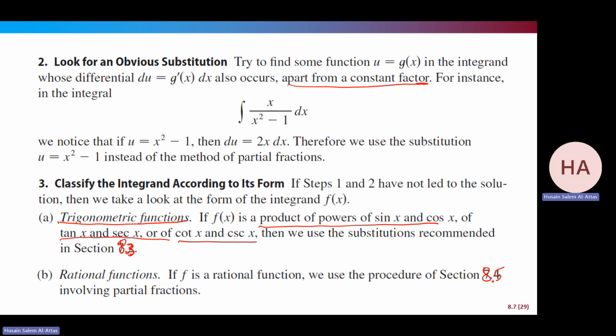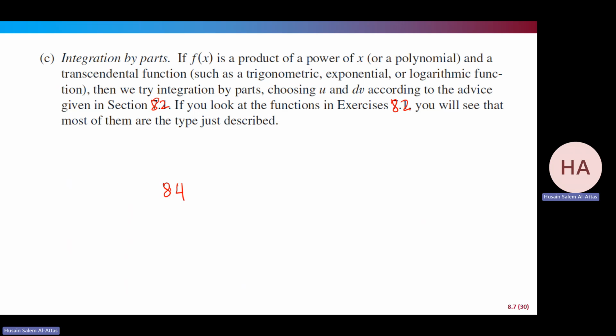If it is a rational function, then either it's du over u, an obvious substitution like this one, or you can do partial fractions, like what we did in 8.5. Simplify the integrand in a way that you can integrate by parts. If it's a product of a power of x, a polynomial, and a transcendental function, trigonometric, exponential, logarithmic, all of these things, then integration by parts will work.